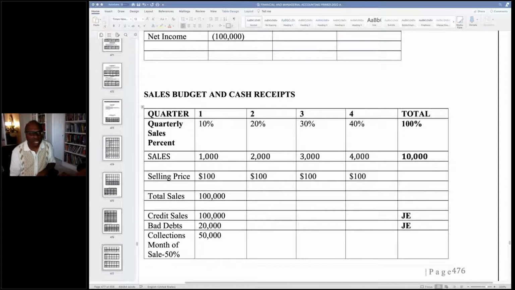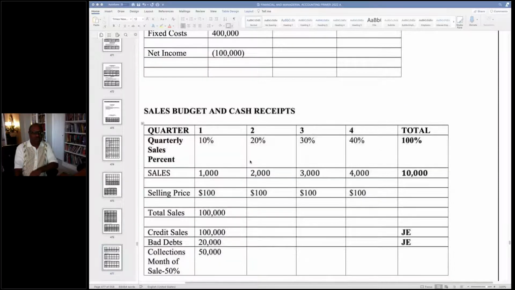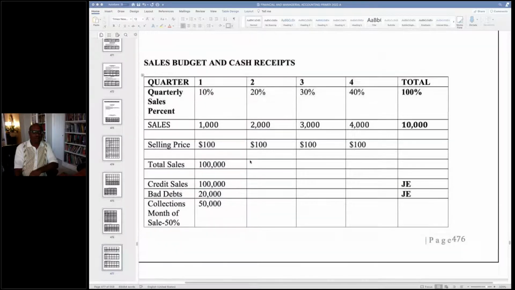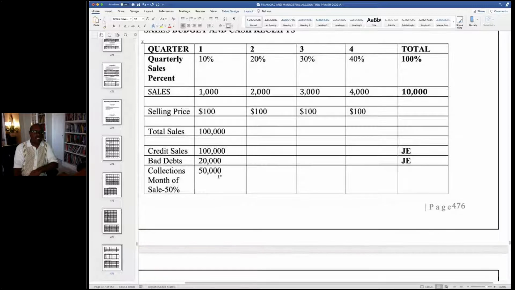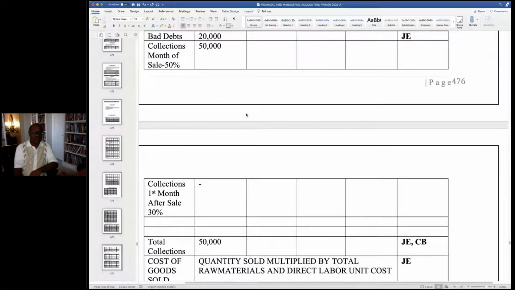Okay. Professor Boyd, for the first month, why did you leave that one blank? The collections for the first month. The first quarter, because this is the prior quarter. This is the month of sale. First month after sale. First quarter, you don't have a month after sale. Okay. Now, your next year you would. Let me put these dashes all the way across here for this first year. Okay, so we got $50,000.